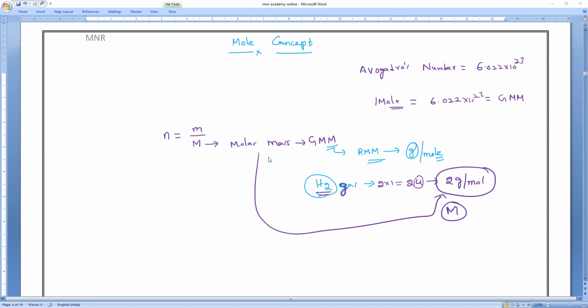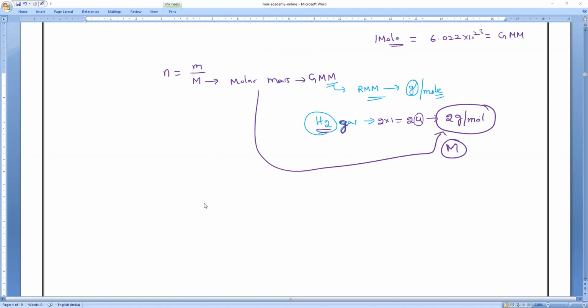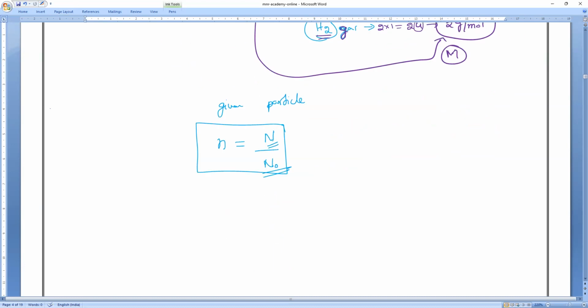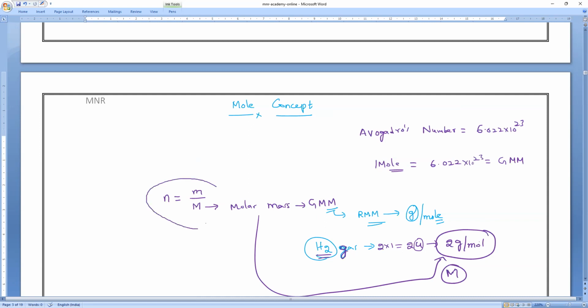So this is a very, very important thing. Now, if the number of particles is given, then the number of moles is equal to the given number of particles divided by Avogadro number. Note it, everybody, the symbol of Avogadro number is N0 and the given number of particles is N. Based upon this, we'll study many numericals today. Note it, everyone. These are the two formulas which we use to calculate moles.